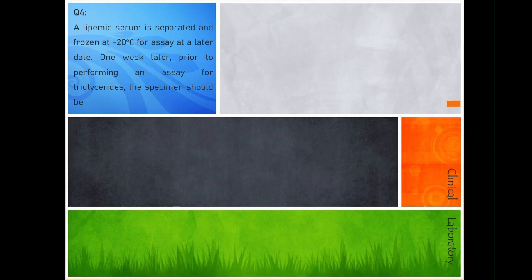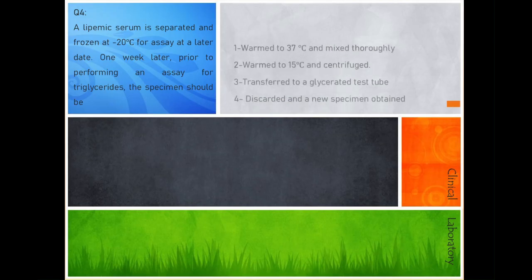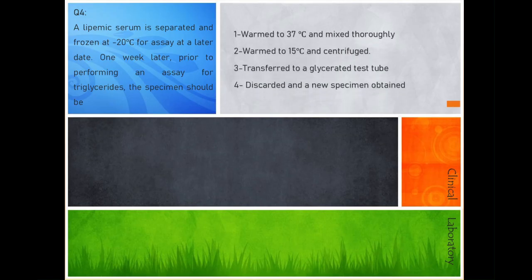Question 4. A lipemic serum is separated and frozen at -20 degrees centigrade for assay at a later date. 1 week later, prior to performing an assay for triglycerides, the specimen should be 1. Warmed to 37 C and mixed thoroughly. 2. Warmed to 15 and centrifuged. 3. Transferred to a glycerated test tube. 4. Discarded and a new specimen obtained.